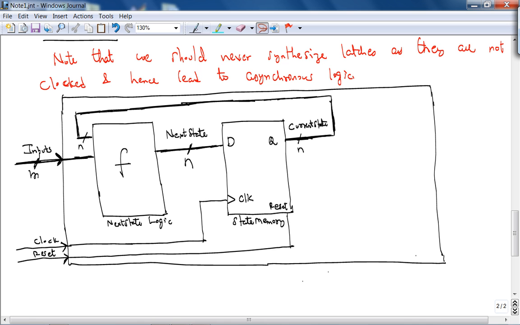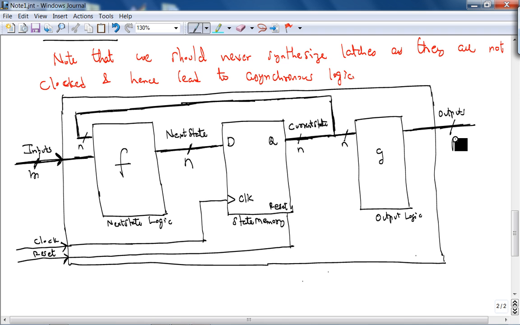Now, here is the difference between Moore and Mealy. For a Moore machine, the output logic g, let's call it that, is a function of the current state alone. Let's say you have outputs p. The number of outputs need not be equal to the number of states or the number of inputs, but this is a Moore machine. So a Mealy machine, the output is not only a function of the current state, but it's also a function of the input. So this is a Mealy machine.